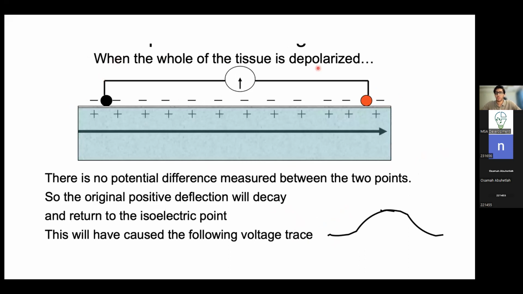So when the whole of the tissue is depolarized, as I said earlier, the whole membrane is depolarized, there's no more difference, right? There's no more difference between the membrane potential here and here. All of them are the same level. And so the positive deflection is just going to kind of die back down. Okay, so as you can see, the positive deflection kind of dies back down.